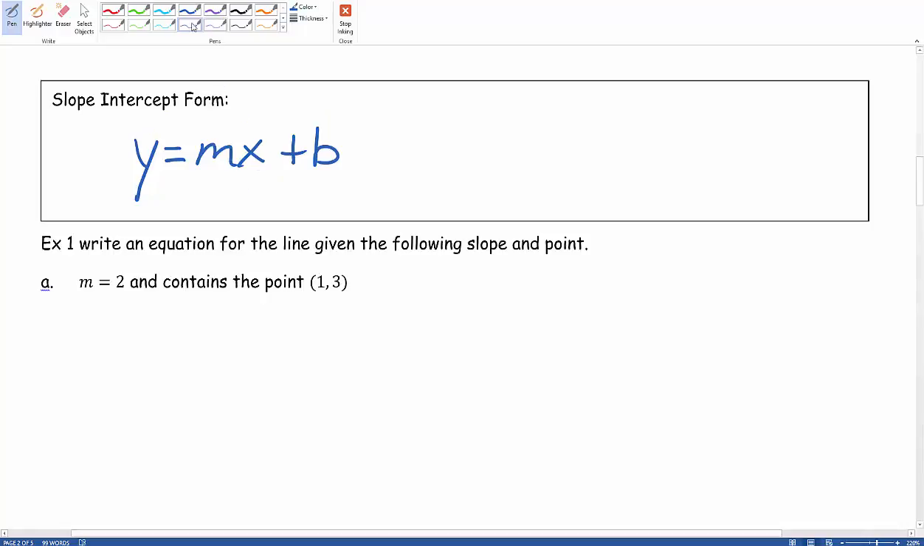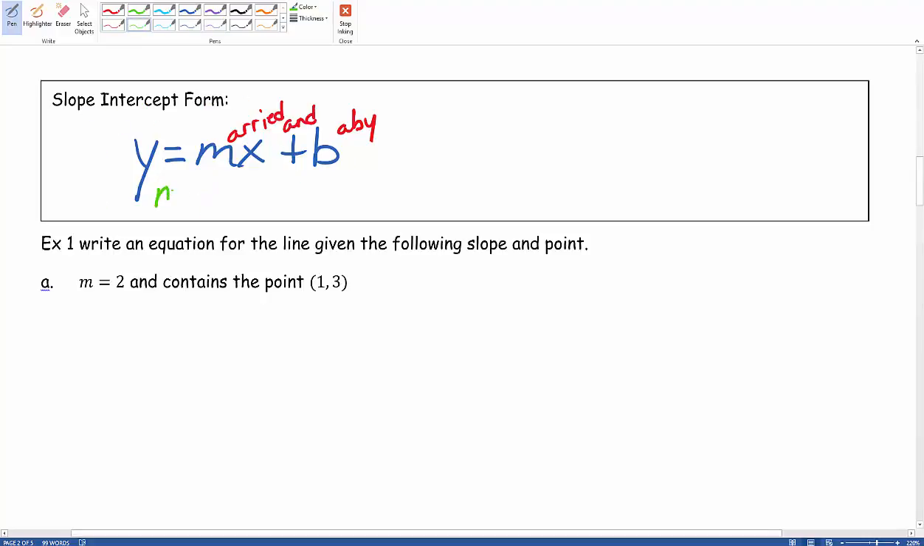To help you guys remember, I always say, I never understand why X decided to get married and then have a baby. Never understood that one. So if that helps you remember, by all means, go ahead and use it. If not, no worries. But again, slope-intercept form, here it is, y equals mx plus b.